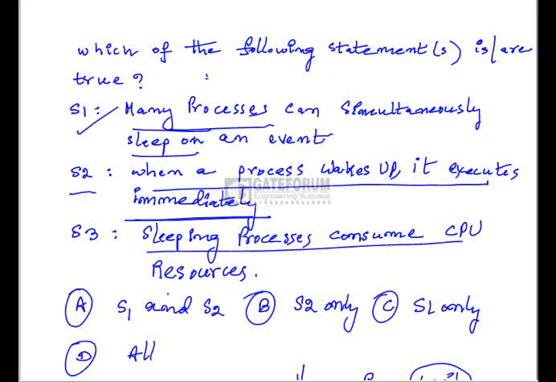Sleeping process can consume CPU resources. It is false, because a sleeping process cannot consume CPU, because we are moving it from running to waiting, in order to overcome the busy waiting problem only. That's why a sleeping process cannot consume the CPU resources. Only statement S1 is correct. Option C is the right option here.